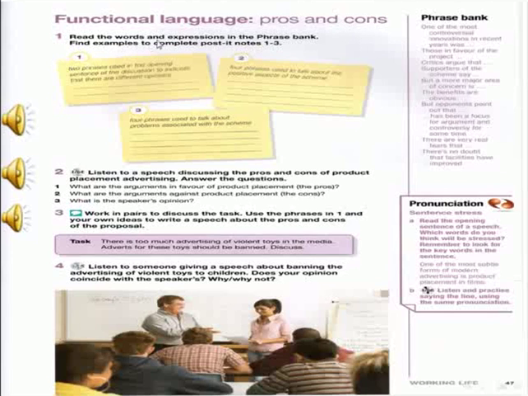One. Read the words and expressions in the phrase bank here, right? Find examples to complete post-it notes, 1, 2, 3, right? So you read and try to complete. After you read this, you try to complete with the same from here, from the phrase bank. Two, you read and complete. 1, 2, 3, 4. You write four notes here, and then you read number 3, and you complete here. Right?